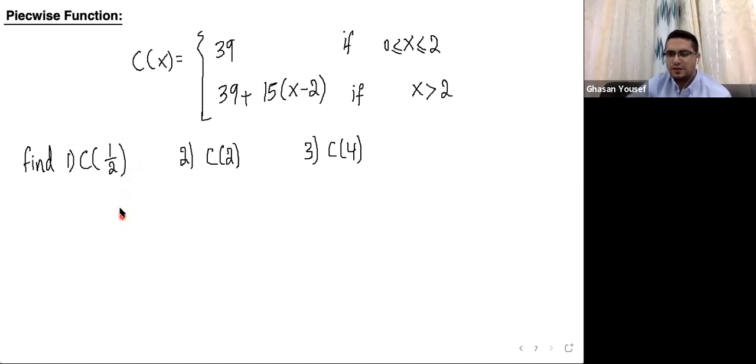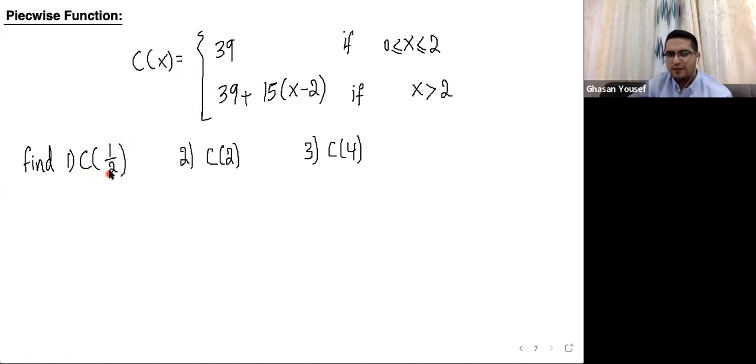So for this question, you have to ask yourself, c of 1/2, where should the 1/2 be, in the first interval or in the second interval? Then you have to plug it inside the function that satisfies the interval. If 1/2 is inside this interval, plug it inside this function, or if it is inside the other interval, plug it inside that function, because this is a piecewise function made from two kinds of functions.